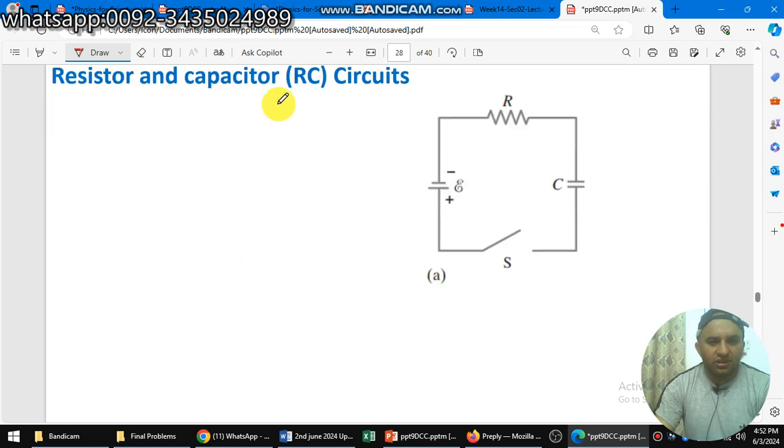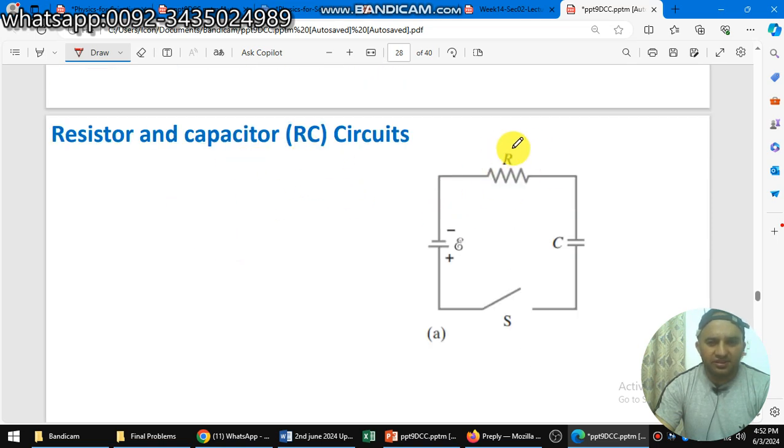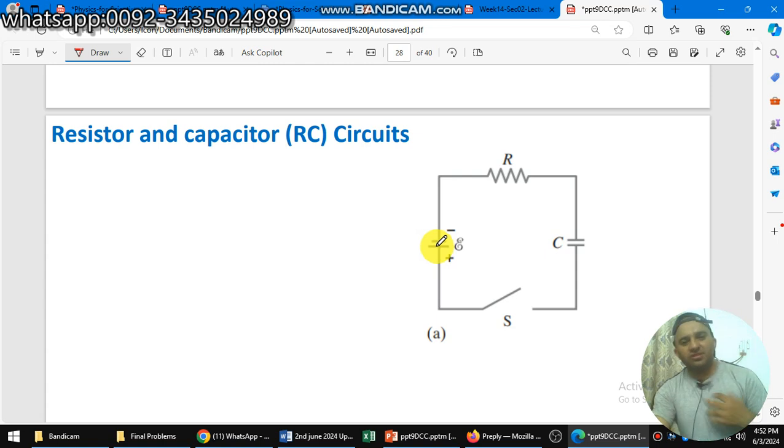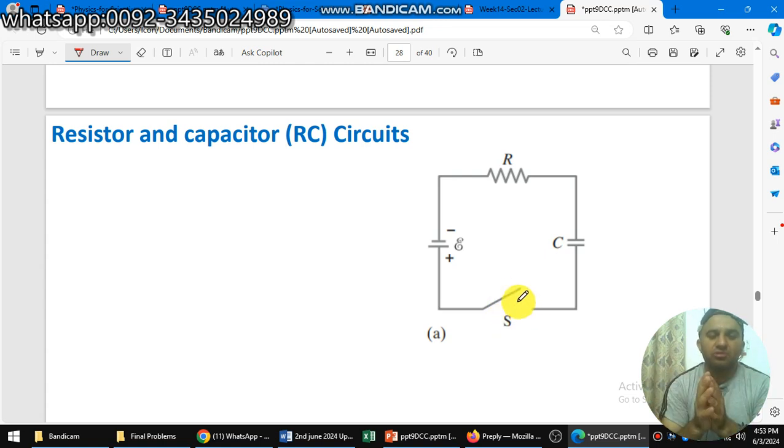So the simple circuit in which the resistor R and capacitor are connected in series is an RC circuit, and in this circuit we connect a battery. This is the circuit for charging. Initially the capacitor has no charge. When we connect the battery, charge is developed on the capacitor. Initially, when the switch is open, no current flows and there is no charge on the capacitor.